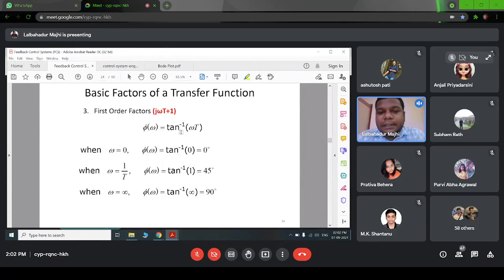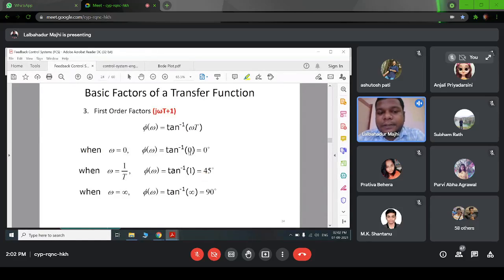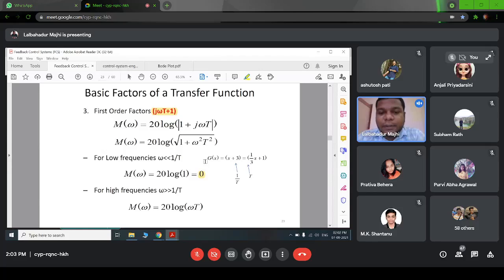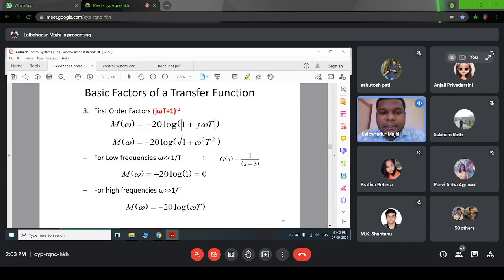Similarly, the angle will be tan inverse of omega T divided by 1, because the real part is 1 here, right? So omega T divided by 1. So for different values, for omega equal to 0, we will get the angle to be 0. For omega equal to 1 by T, we will get 45 degrees, and for omega infinite, we are getting 90 degrees. So it is a 0, right? So for a 0, our slope will be plus 20 dB per decade, or we can say plus 6 dB per octave. Phase angle plot, we will ignore this one.